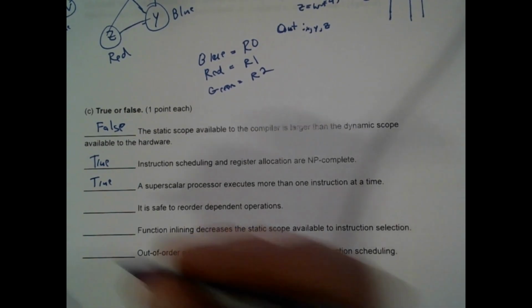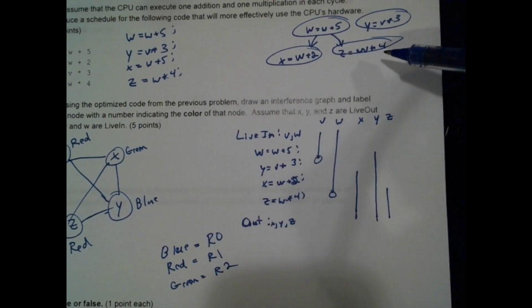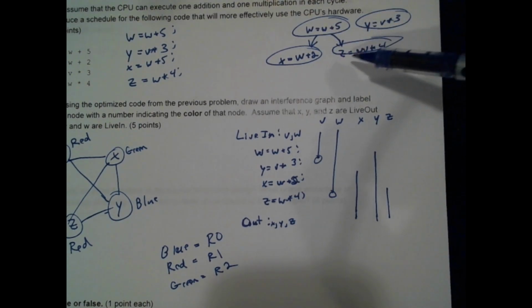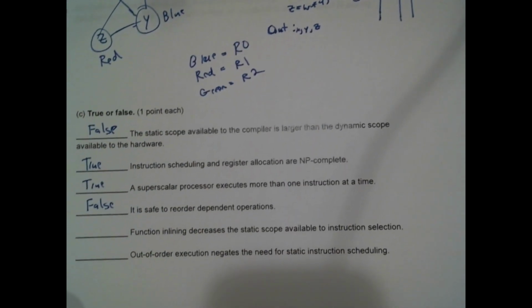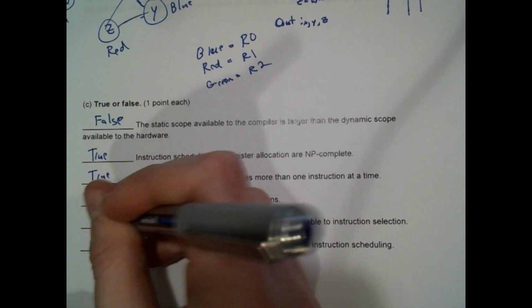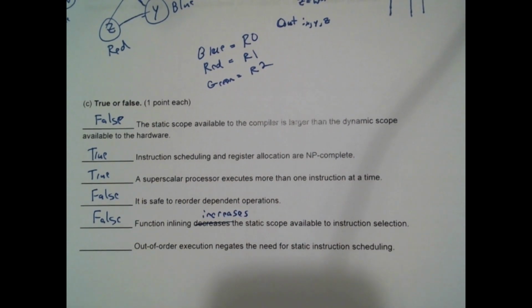It's safe to reorder dependent operations. False. If it depends on something, like if we look at Z equals W plus 4, it's not safe to do that before W equals W plus 5, because that is what the programmer said has to happen first. We're assuming that that is the case, and we can't just change it on them. Function inline decreases the static scope available to instruction selection. That is false. It actually increases the static scope, right? Because we are putting more code into the body of a basic block, and therefore instruction selection has more instructions to work with.